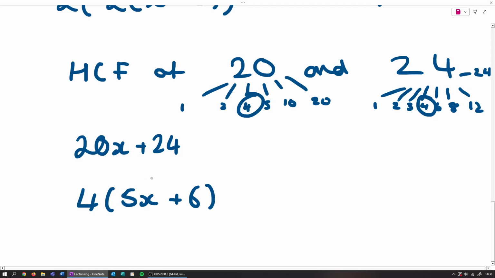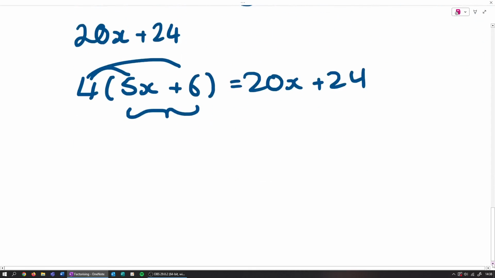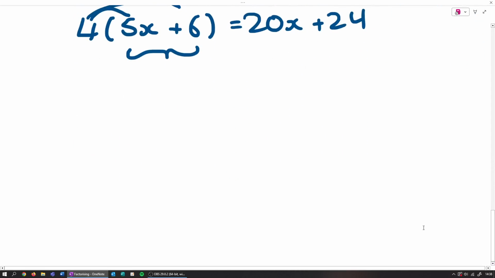Okay? And we can expand this out to check it. Always a good idea. 4 times 5 is 20x. And 4 times 6 is 24. So we have done this right. And as you can notice, 5 and 6 share no other factors, so we subbed out as much as we could. Okay, so now you get the idea. You're trying to sub out as much as possible. What if there are more letters?